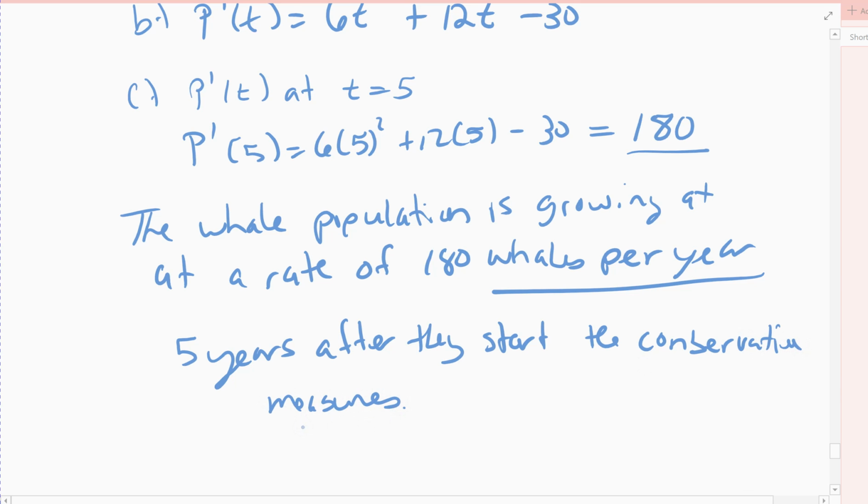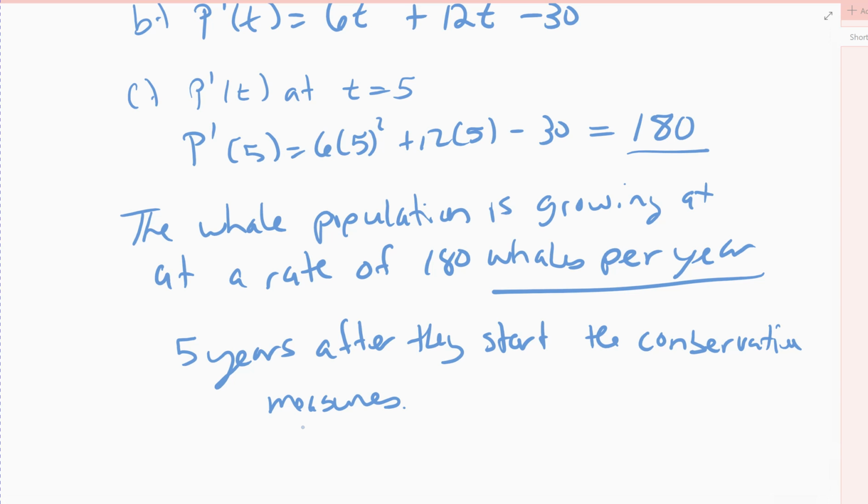Alright, so in 5 years, there's 850 whales, and the population's growing by 180 whales per year. That's how fast new whales are being added. So the conservative measures are working. Alright, the whale population is no longer in decline, it's now growing. It's only 850, but it's working because the population's getting bigger.